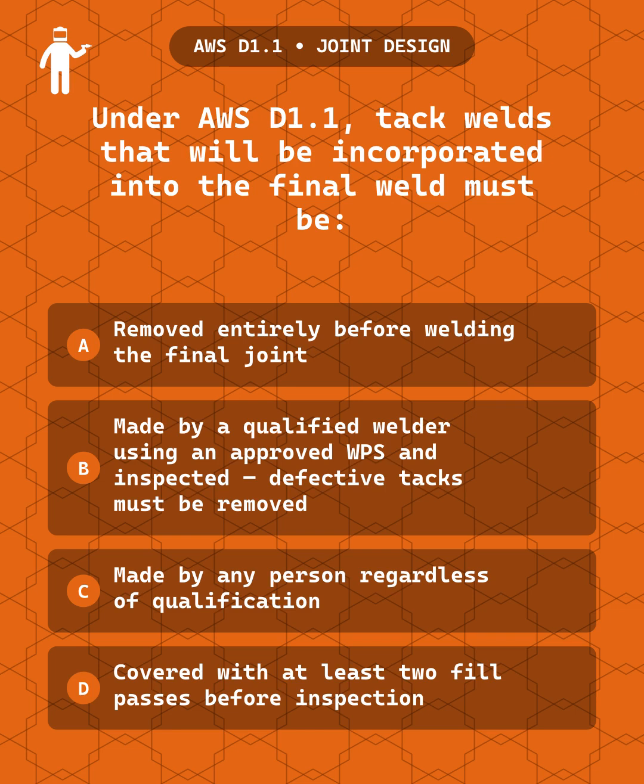Question 10. Under AWS D1.1, tack welds that will be incorporated into the final weld must, is it A, be removed entirely before welding the final joint, B, be made by a qualified welder using an approved WPS and inspected with defective tacks removed, C, be made by any person regardless of qualification, or D, be covered with at least 2 fill passes before inspection?